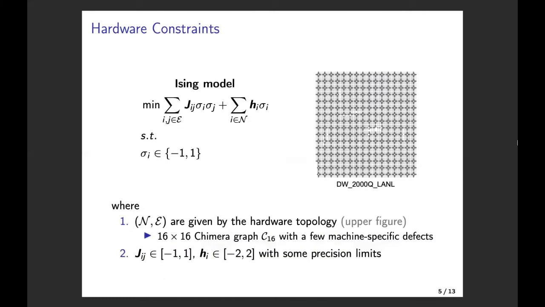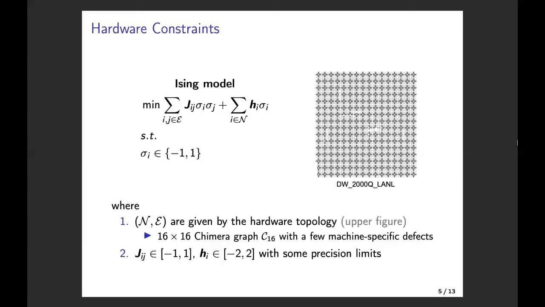So the actual Ising models we can solve directly using the hardware have some limitations. Firstly, the corresponding graph has to be given by the hardware topology. For the hardware we are using, the graph is a 16 by 16 Chimera graph. As you can see in the figure, this graph contains 16 by 16 cells connecting to their neighbors, and each cell is a bipartite graph with 8 nodes. Moreover, some nodes in the graph are disabled because of hardware defects.